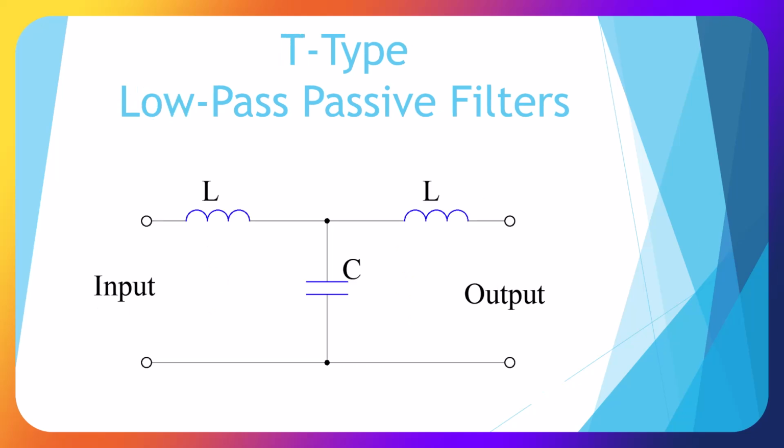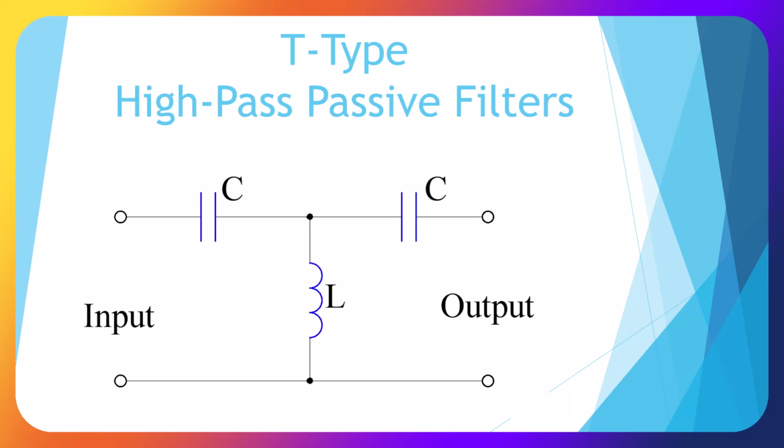Here we have a T-type low pass filter where we have two inductors and one capacitor, and it's named for its T shape. Here we have a T-type high pass passive filter where we have two capacitors and one inductor, and the T shape.